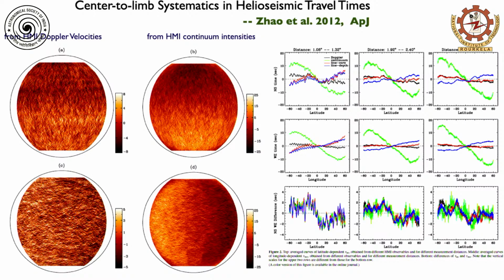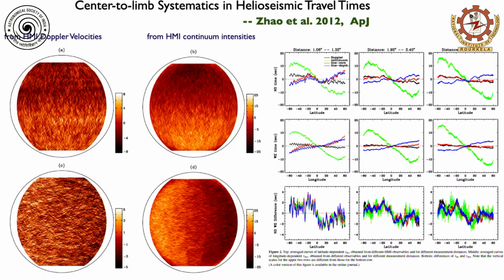What Junwei Zhao and others discovered was that when you use different observables to measure these flows, they found different signals. Here it is as a function of longitude. If you use continuum intensities near the spectral line to measure travel times, and you also use the Doppler velocity to measure the travel times, they don't agree. There is a very widely differing measurement for the meridional flow.